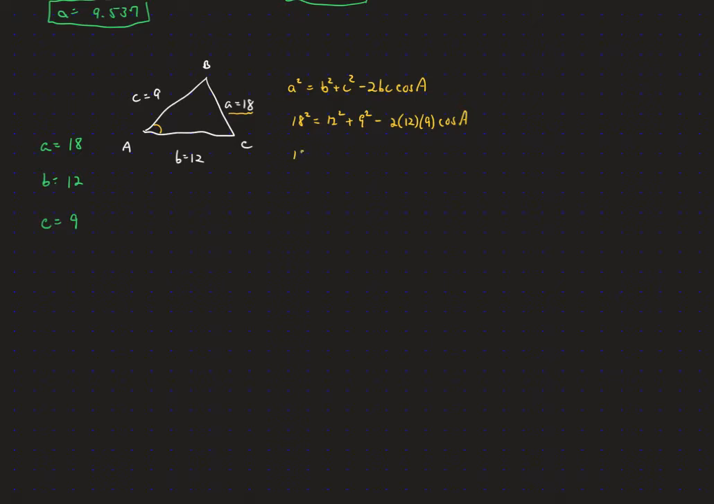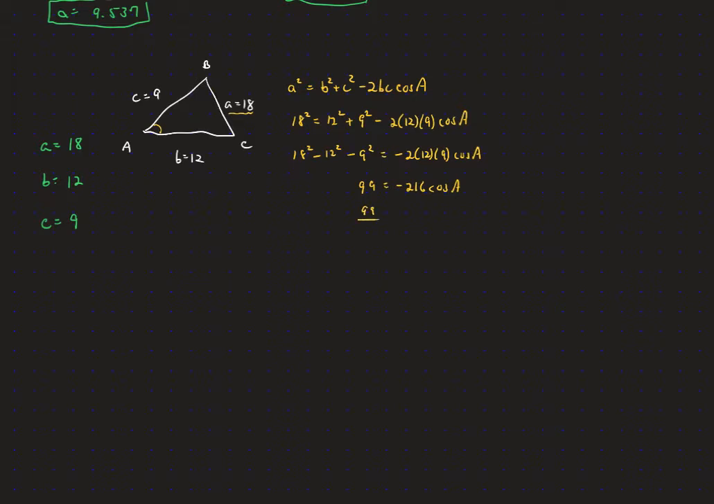So I'm going to take the 18 squared minus the 12 squared minus the 9 squared first, and I'm going to hold off on this stuff until we can see what that's equal to. So 18 squared minus 12 squared minus 9 squared is 99. And the 2 times 12 times 9 is going to be a negative 216 cosine of angle A.